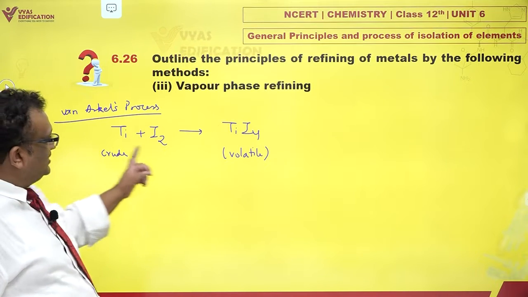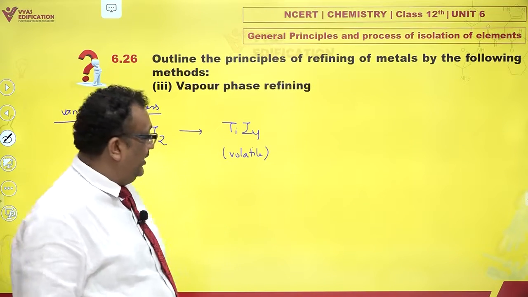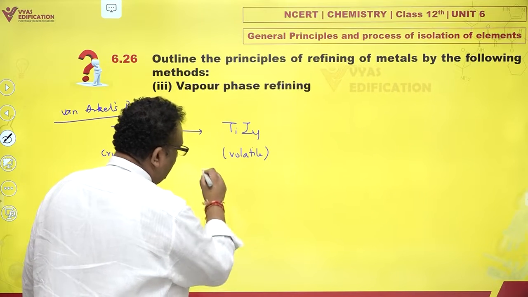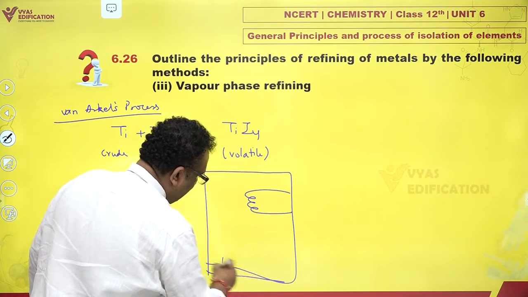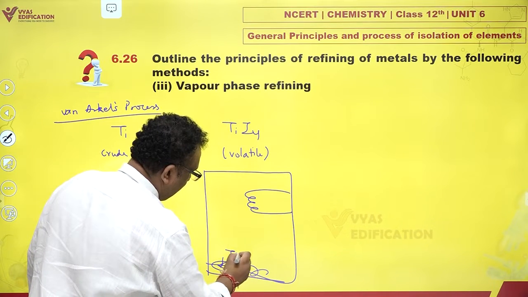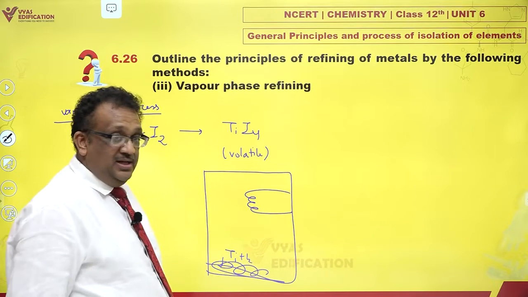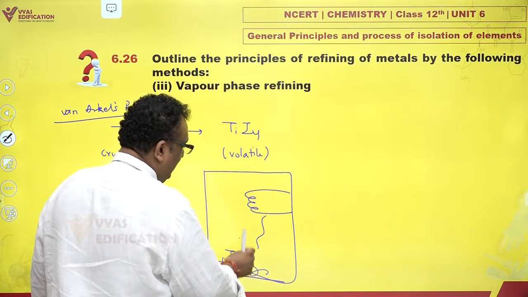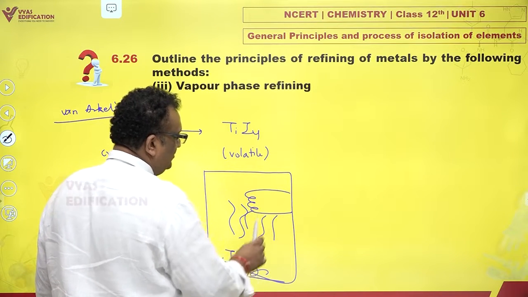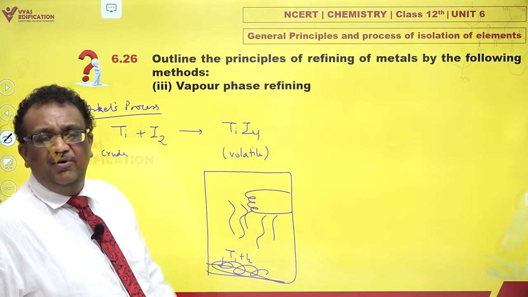In this case, the example goes for titanium and iodine. This is the kind of box which is there. There is a heated filament and there is titanium here along with iodine. They react. As they react, it is hot, it becomes volatile, it goes up. And as it goes up, it comes in contact with a white hot tungsten filament.